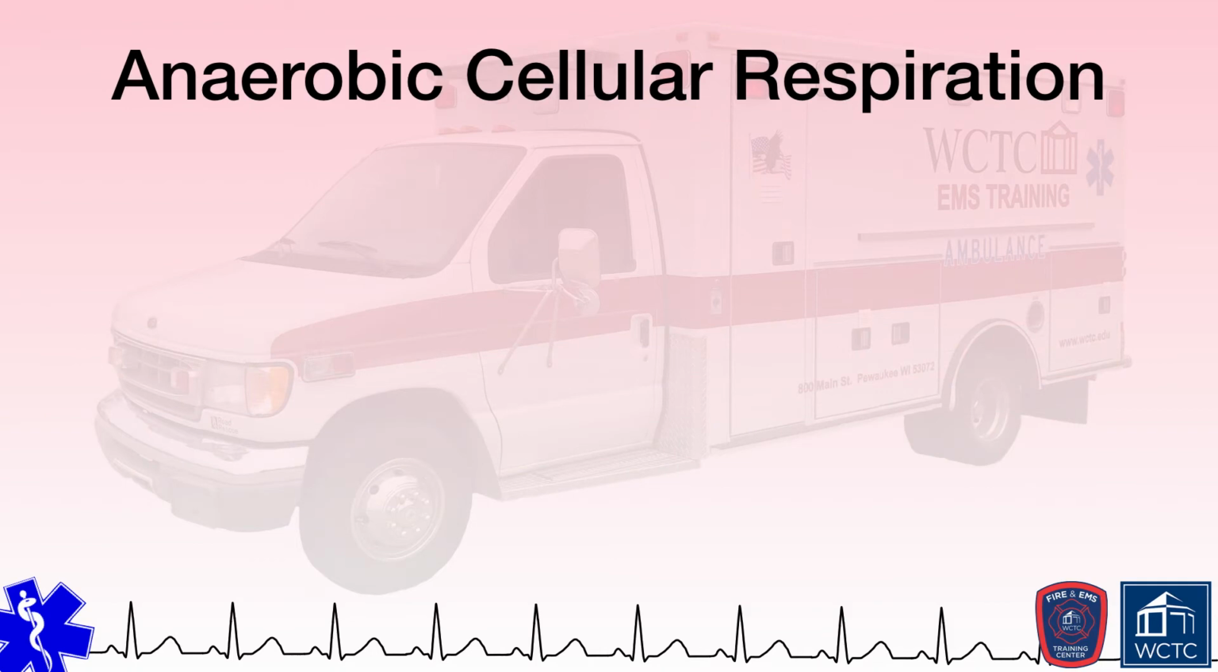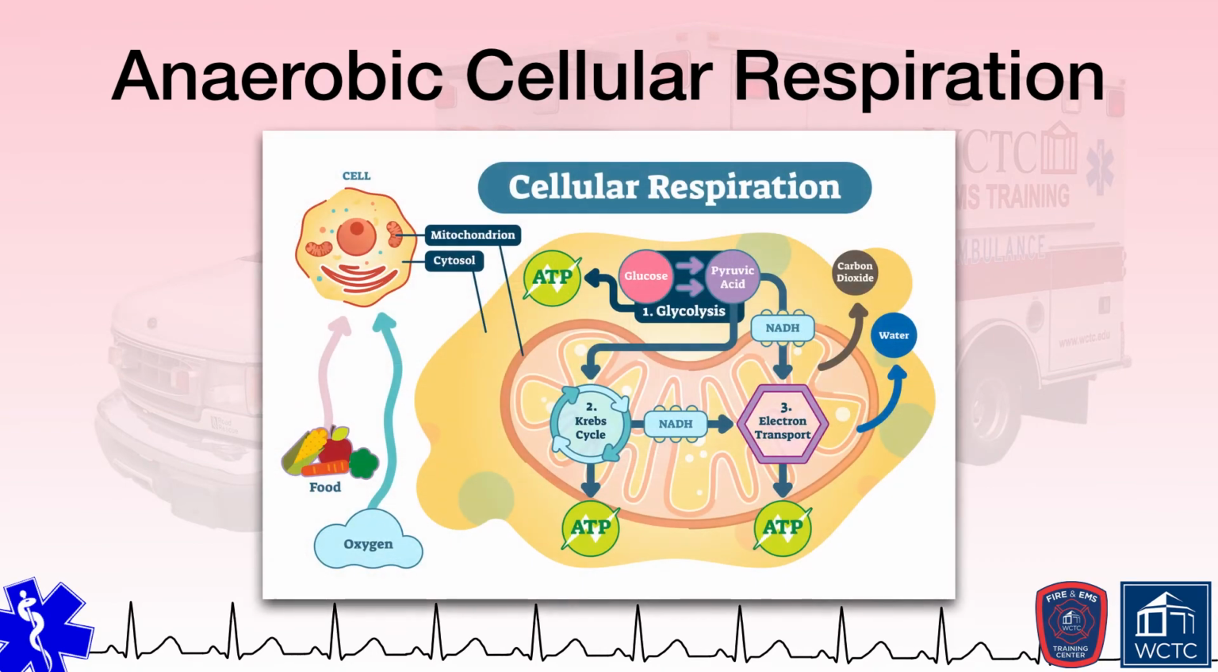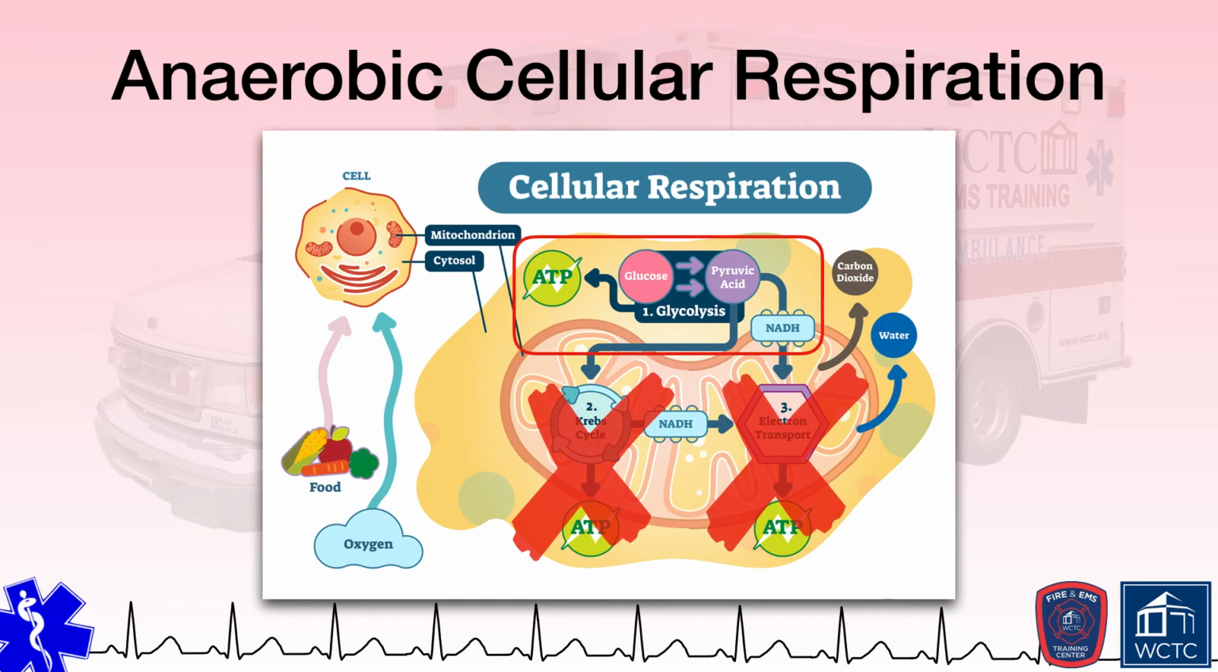So, after that long description of aerobic cellular respiration, what happens if cells are required to work without oxygen? How is ATP produced anaerobically? The simple answer is that glycolysis still occurs within the cell cytoplasm without any oxygen, as it does within the first step of aerobic cellular respiration, but the Krebs cycle and electron transport do not occur.